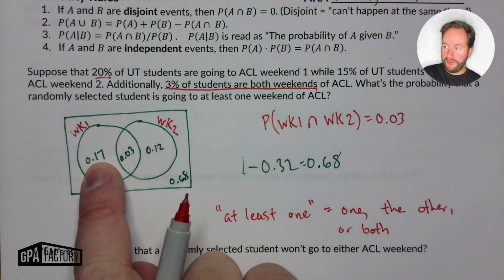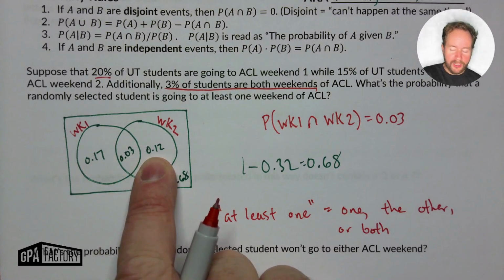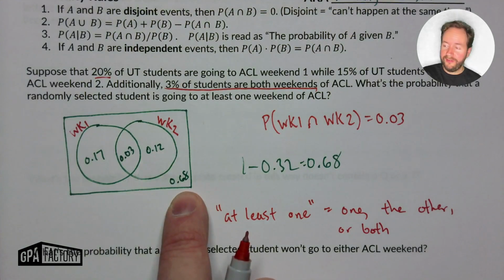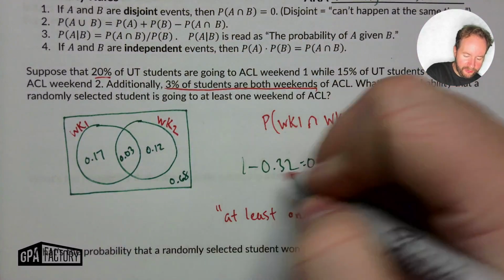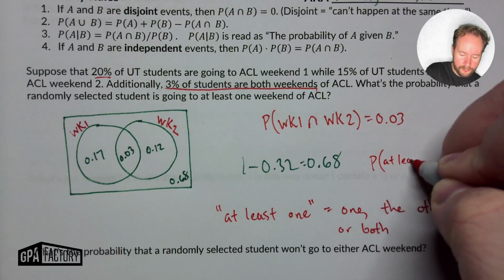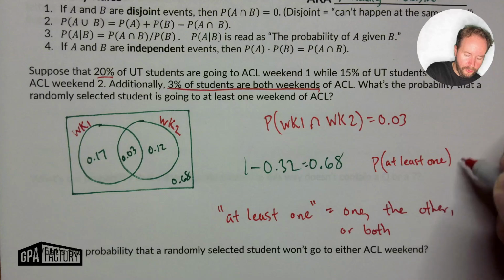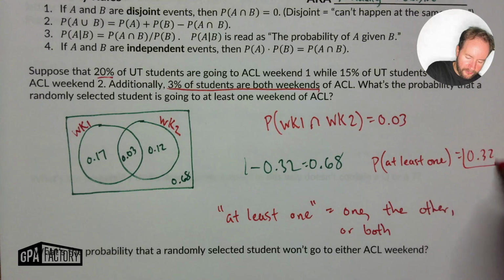Well, 17% is in this one, so that counts. 0.03 is in both, but that's fine. Weekend 2, 0.12 is in this bubble, so we count that. The only one we don't count is the 0.68. So we're going to add up all the values here, and I get the probability of at least one. We'll just say P of at least one is equal to this plus this plus this, which we've established already is 0.32.